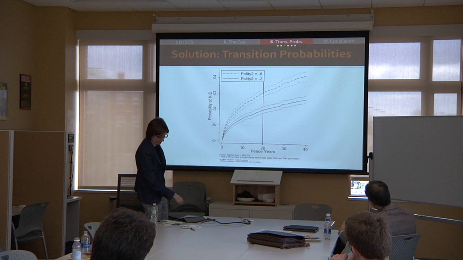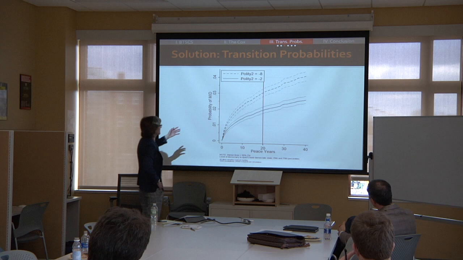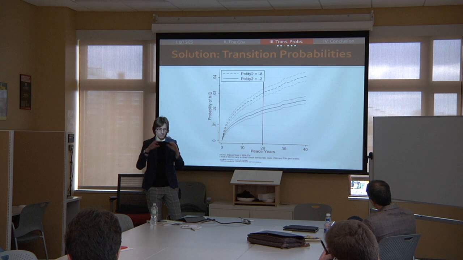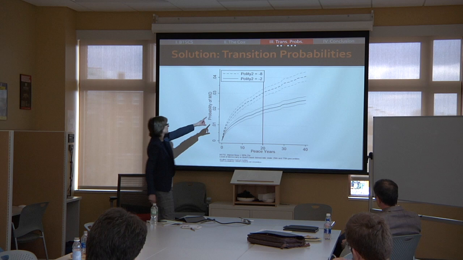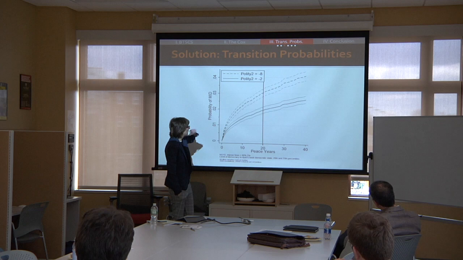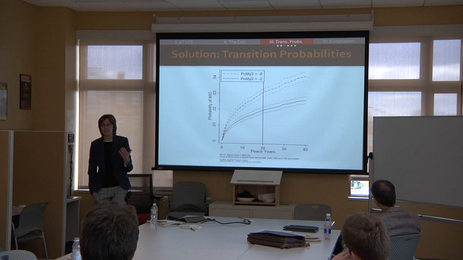What this is telling us is that, given the pair of states we were looking at has covariate values for the controls with everything at its median, and that the least democratic state in the dyad is a very, very consolidated autocracy at a -8, at the 20-year mark this pair of states has a 3% chance of being in a MID. Whether that's a MID that's just started or ongoing, it's just a 3% chance of being here.